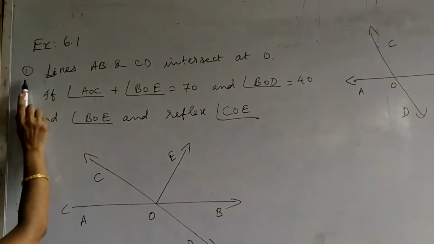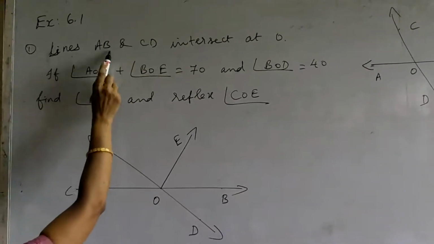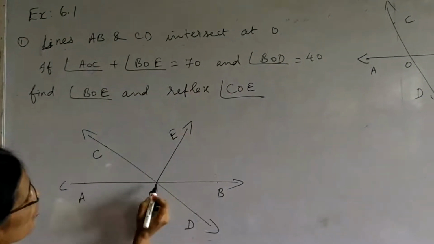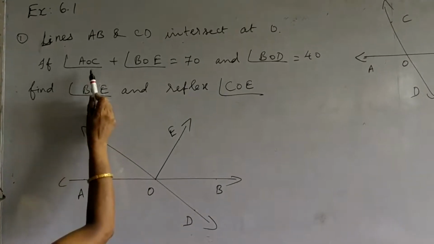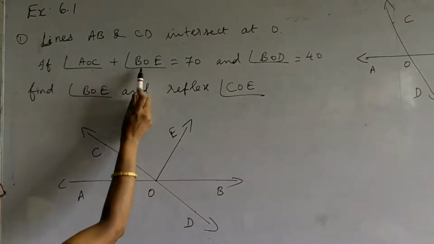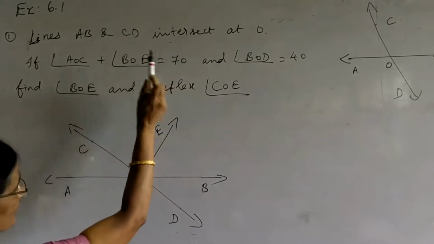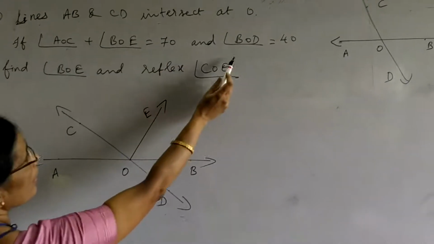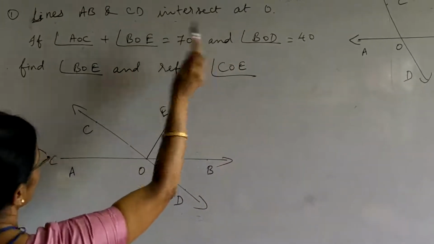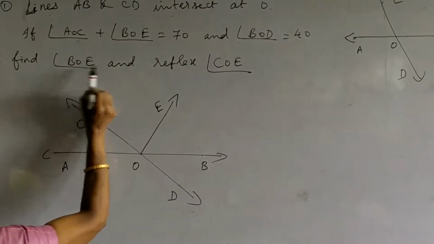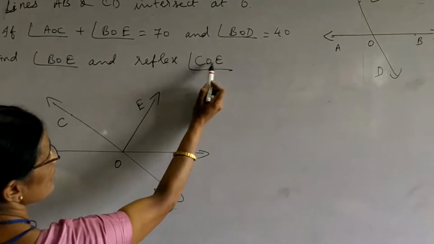Exercise 6.1, the first question is: given lines AB and CD intersect at the point O. You can see clearly from the figure. Also, we are given the sum of angle AOC plus BOE is equal to 70. Also given BOD equal to 40. Using all this, we are supposed to find angle BOE and the reflex angle COE.